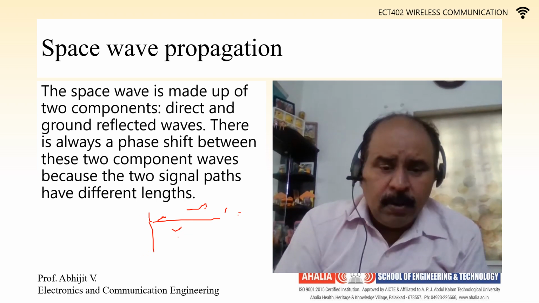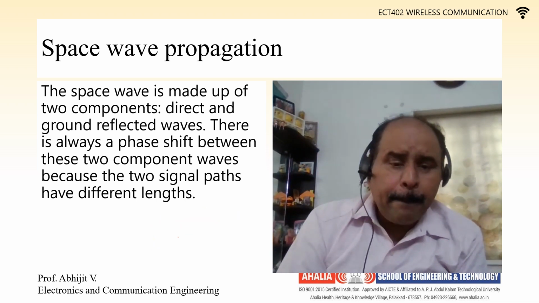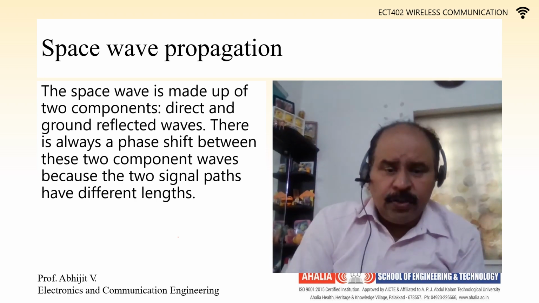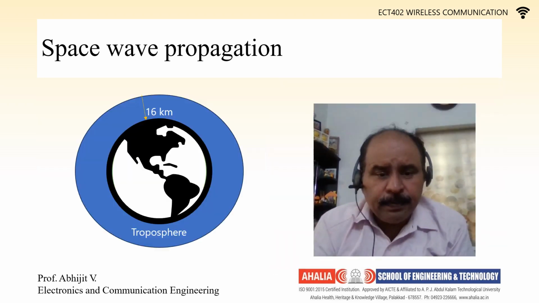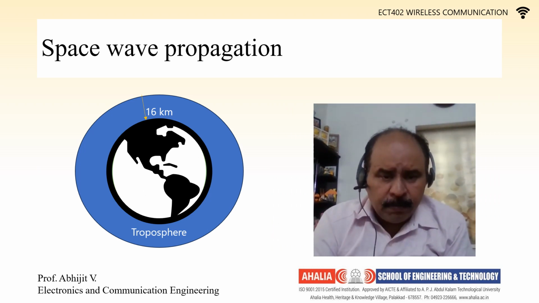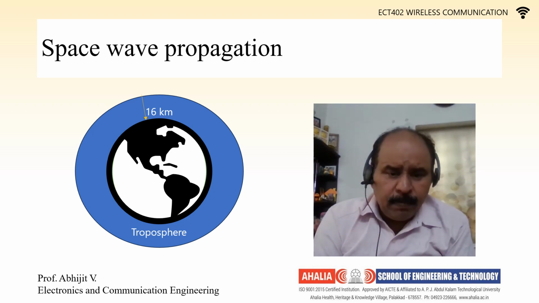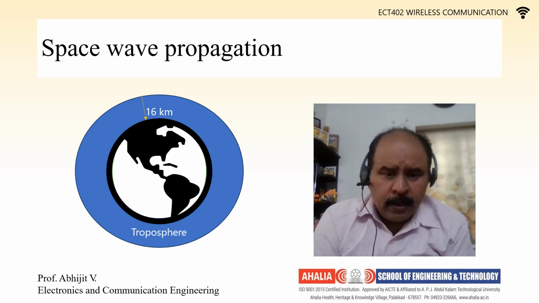We'll be studying the effect of phase shift on the electromagnetic fields, and the distances which the wave travels in two different paths. This is called the troposphere, about 16 kilometers from the earth. This particular region, which I have denoted by blue color, is the troposphere. This is the earth, and this is the range where we are going to transmit our space wave.